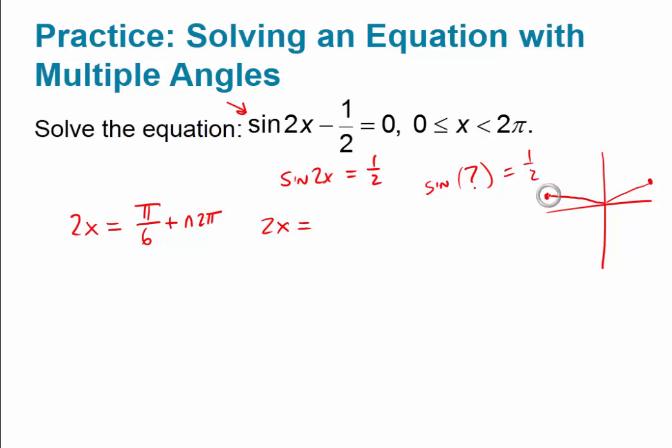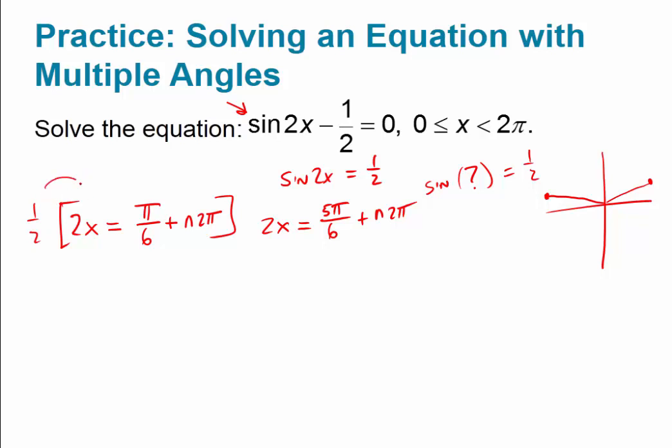Now let's talk about this location. This location is almost pi around, which would be 6 pi over 6, so this is 5 pi over 6, and again, plus n times 2 pi. Now I want to solve each of these mini equations, so I'm going to multiply everything through by half to get my solutions.